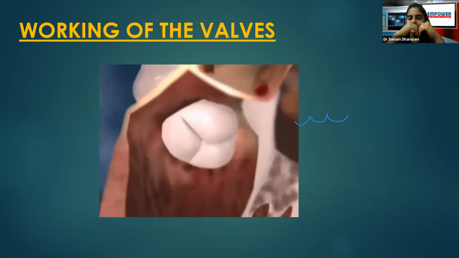This is a gate. It opens like this and blood passes from here. This is the gate, it is opening, blood is passing, and it immediately closes. It does not allow the blood to rush backwards; it prevents the backflow of blood. So the main function of a valve is preventing backflow of blood. Okay, are we clear with this? This is a very important thing, guys. You ought to know the valves and their function, and most importantly, the locations where they are present.